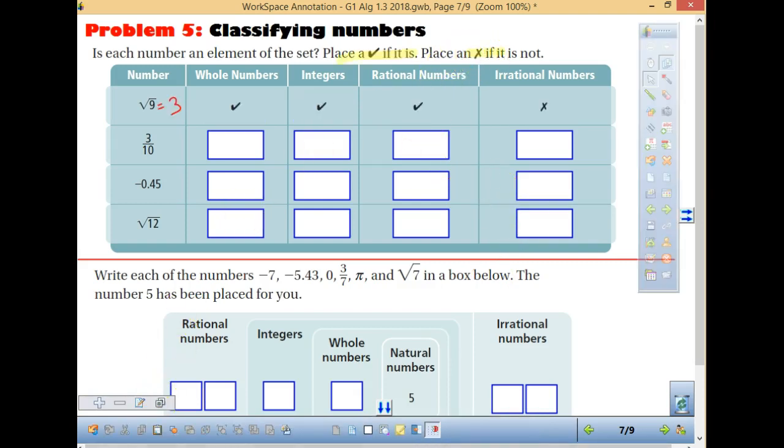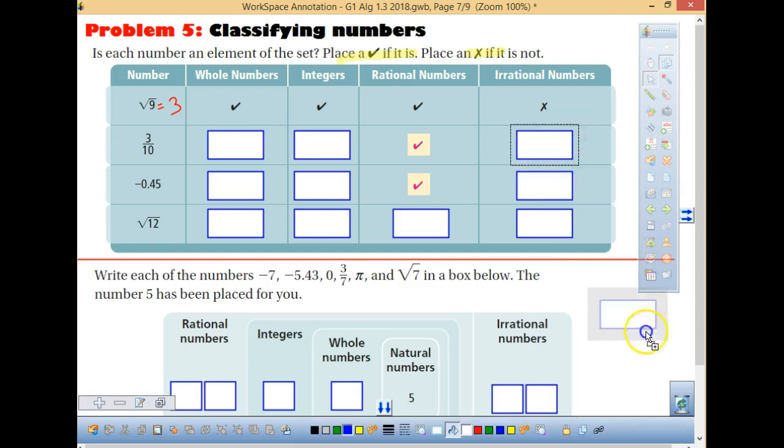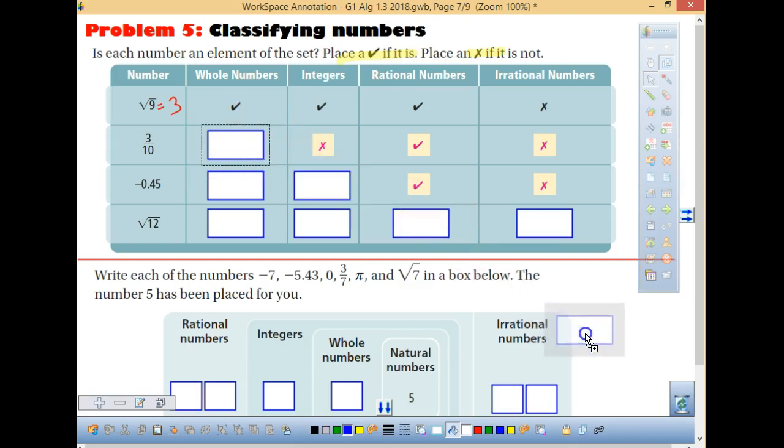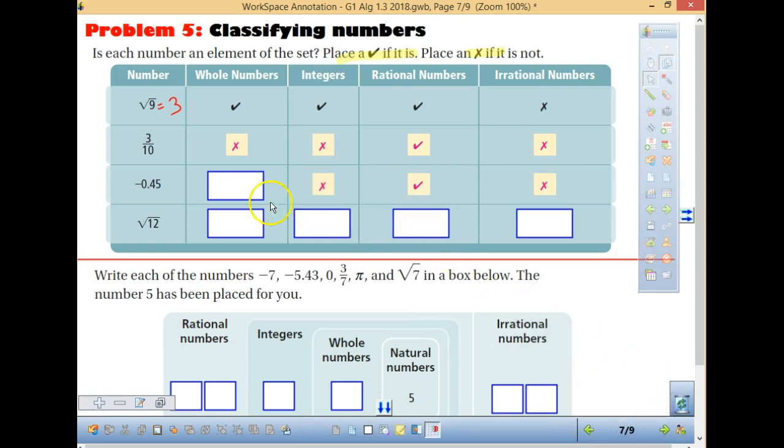So 3 can be written as 3/1. If we are looking at 3/10, definitely rational. -0.45, rational or irrational? Again, it can easily be written as a fraction, right? 45/100, if we were doing that with a negative. So we know if it is rational, it cannot be irrational. It can't be both of those. Now the question is, is it an integer or whole number for either of those two? These should be X's also, right? Whole numbers and integers are never going to be fractions or decimals. So now we have square root 12.